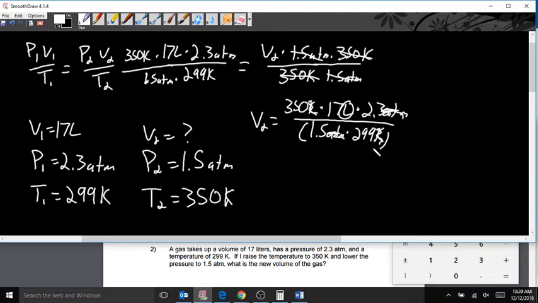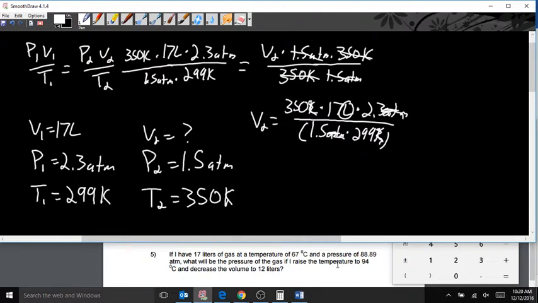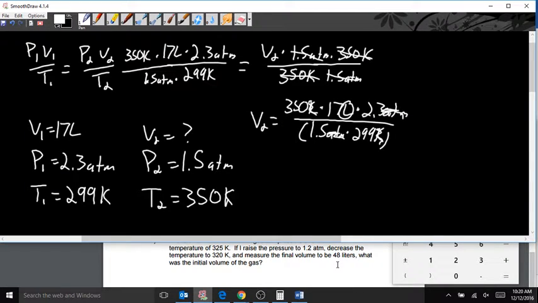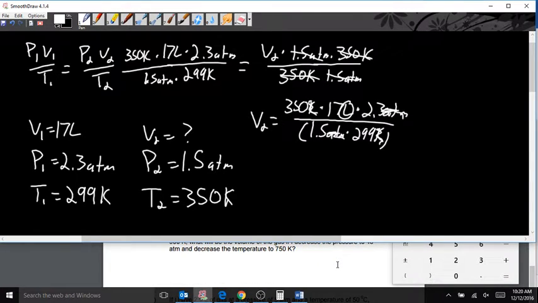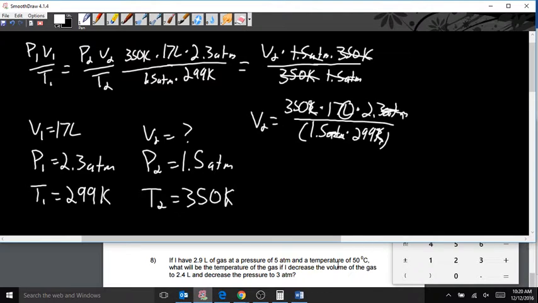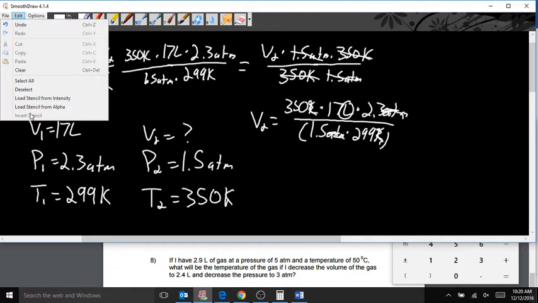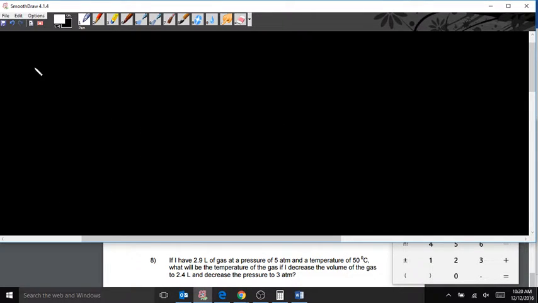But let's go through, what if we need to find temp? Let's see if I can find one of those. There we go. All right, so this one. So I have 2.9 liters of gas, pressure of 5 atmospheres, and a temp of 50 degrees Celsius.